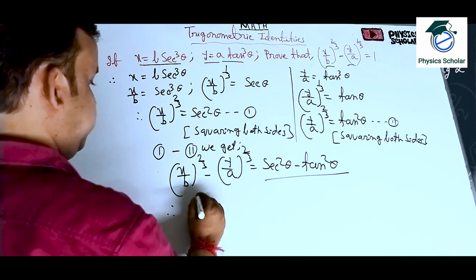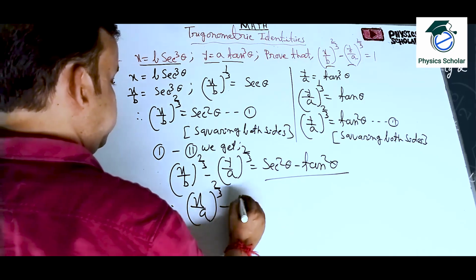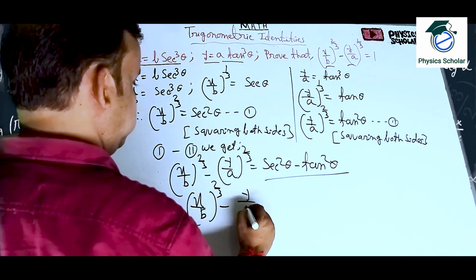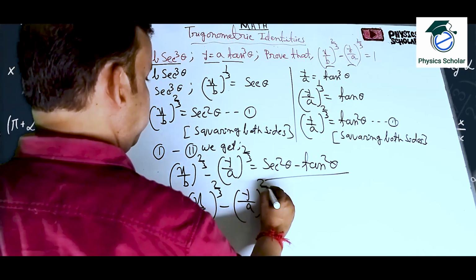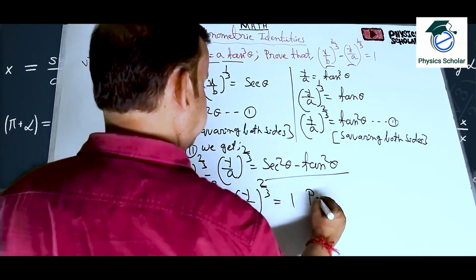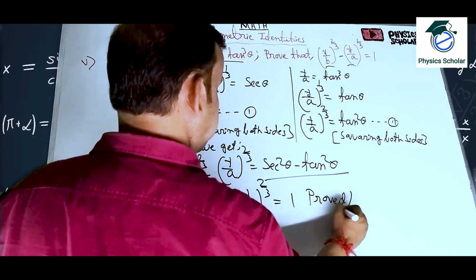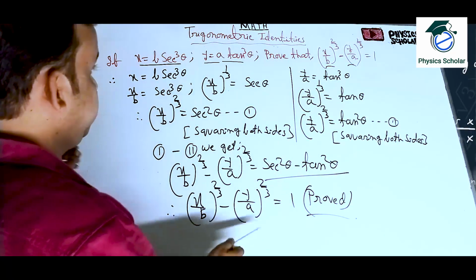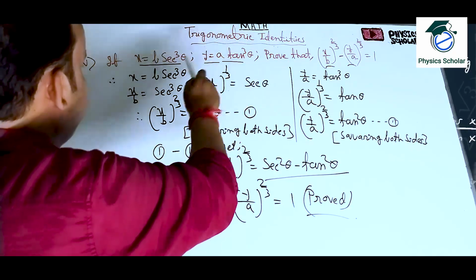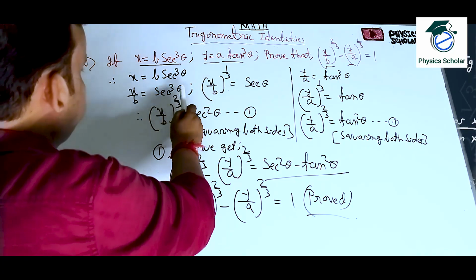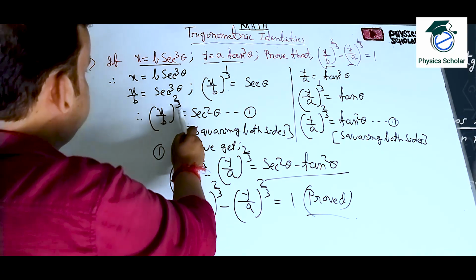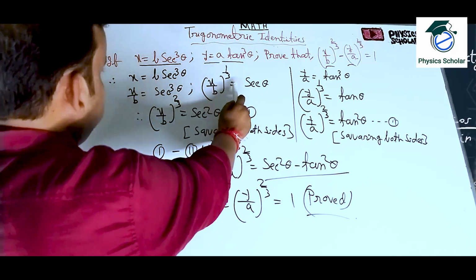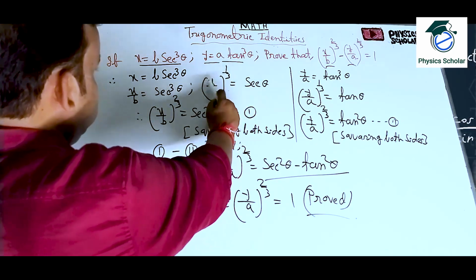So x by b whole to the power 2 by 3 minus y by a whole to the power 2 by 3 is equal to 1. That we have to prove, and we prove this. Clear? So now again I am explaining this. So here just like the previous term, x by b is equal to sec cube theta. So x by b whole to the power 1 by 3 is equal to what? Sec theta.